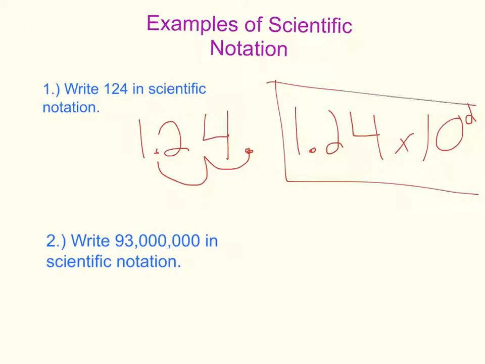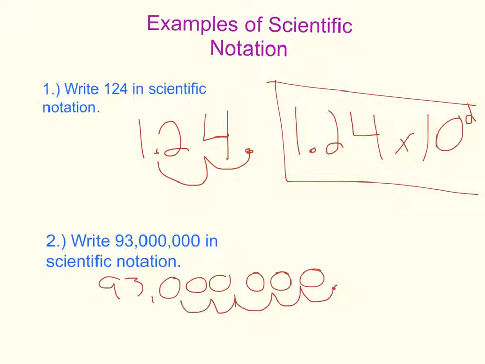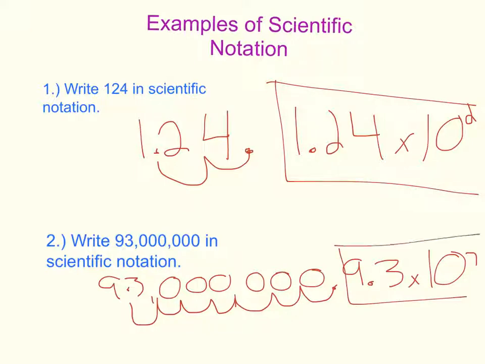So now you want to write 93 million in scientific notation. So we write out the number. Then we put the decimal point at the end. Move it 1, 2, 3, 4, 5, 6, 7 times. So it'd be 9.3 times 10 to the 7th.